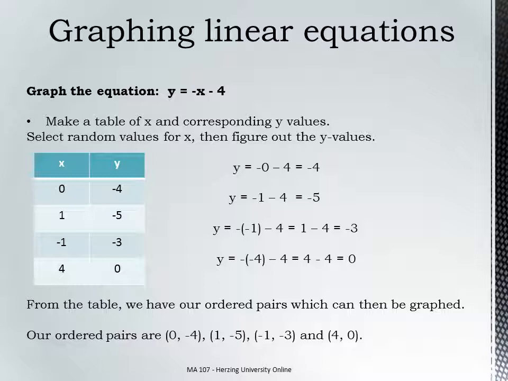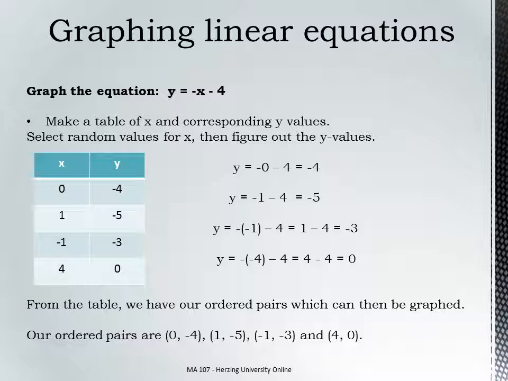If x is -1, then y equals negative times -1 minus 4, which equals 1 minus 4, which is equal to -3. If x is -4, then y equals negative times -4 minus 4, which equals positive 4 minus 4, equaling 0. From the table, we have our ordered pairs, which can then be graphed.